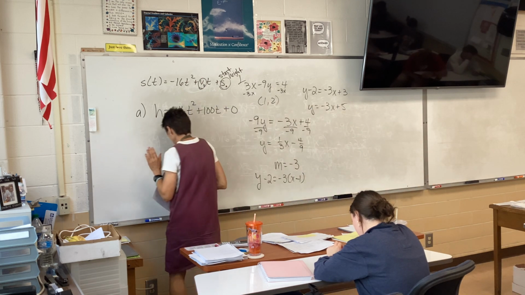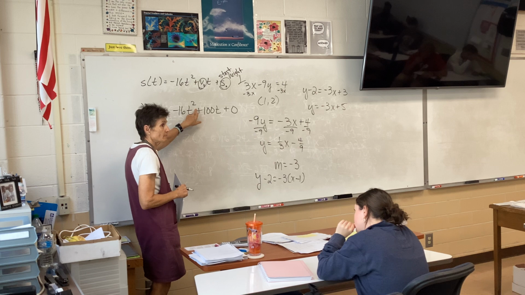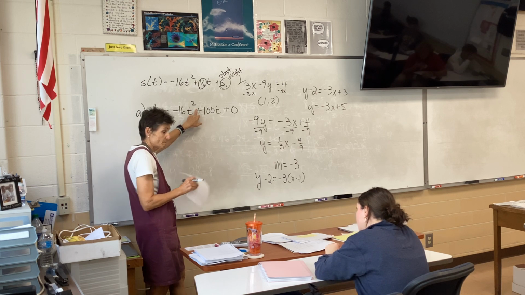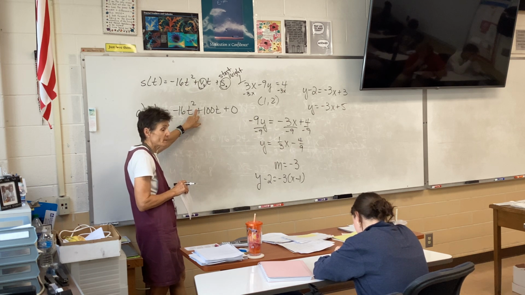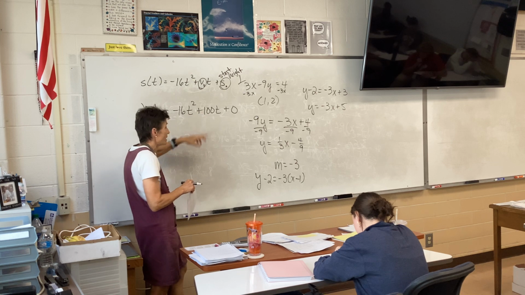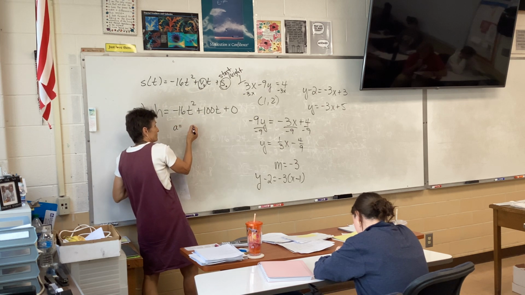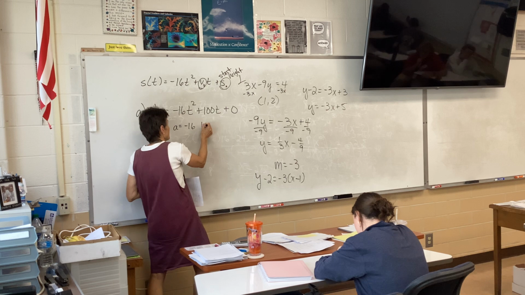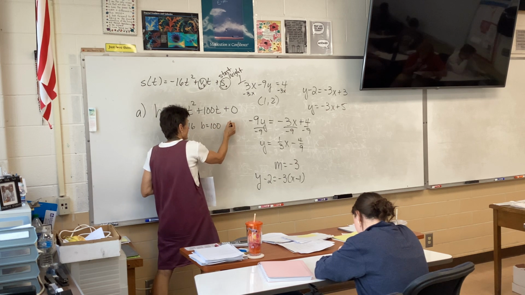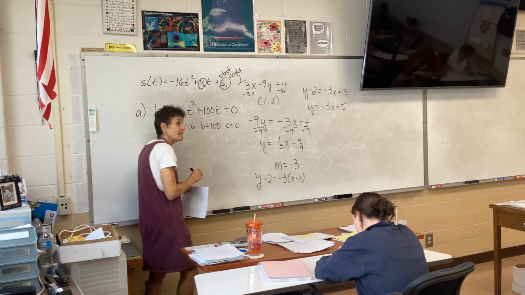By the way, it's quadratic, right? Most of you are going to want to use the quadratic formula, and that is perfectly okay. What's your A? -16. What's your B? 100. What's your C? 0. Yeah, no big deal.